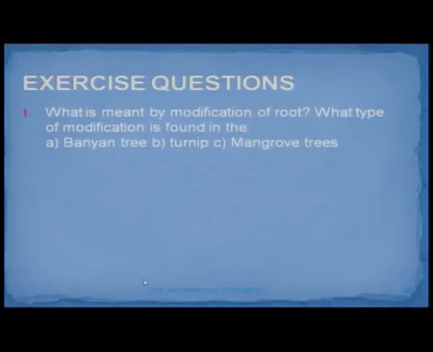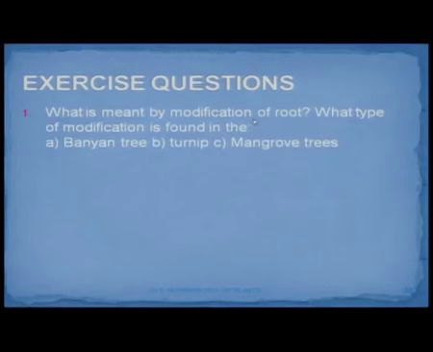So, let us try to do some exercise questions. The first question is, what is meant by modification of root? What type of modification is found in banyan tree, turnip and mangrove trees? After following today's lecture, I am quite hopeful that you can answer this question.